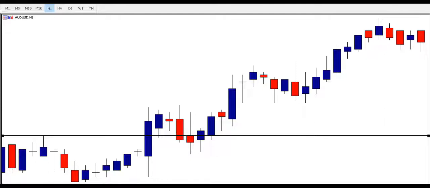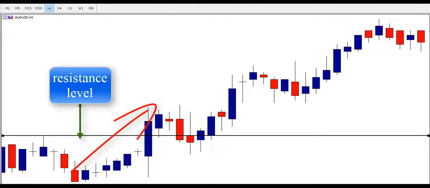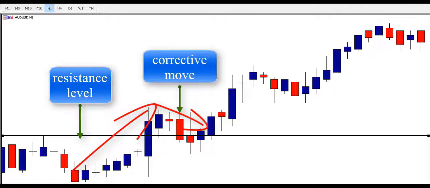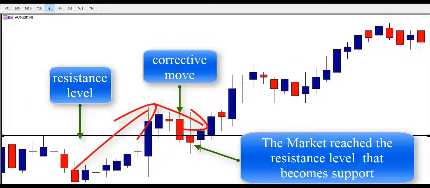As you can see, this is an impulsive move. Look left. Here there is a resistance level. The impulsive move breaks the resistance level, so when the impulsive move ends, the market will make a corrective move, or what we call a pullback or retracement. So when the market reaches the resistance that becomes support, we can predict the beginning of a new impulsive move formed at the support level.